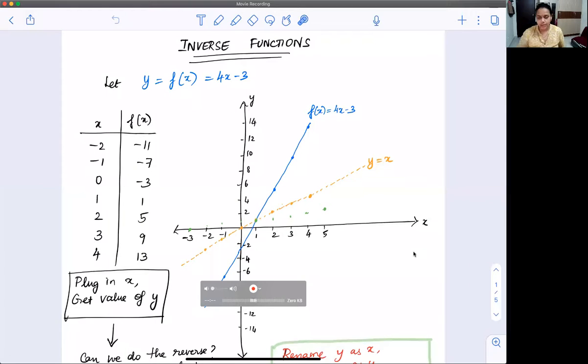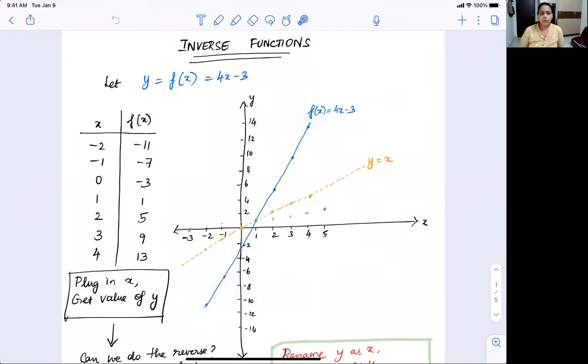So this one will cover inverse functions. Let me share my screen. Okay. Now, if we are given the function y is equal to f of x as 4x minus 3, I've plotted out this function, which is the blue line, 4x minus 3.